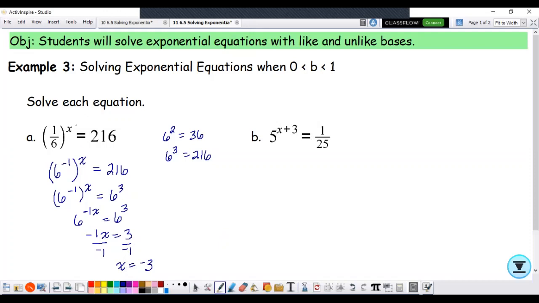So if I were to substitute negative 3 in for x, I'd have 1/6 to the negative third power, and to write this with a positive exponent, that would be the same as 6 to the positive 3. And that does, in fact, equal 216. So this does work.